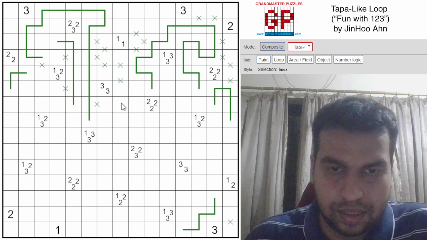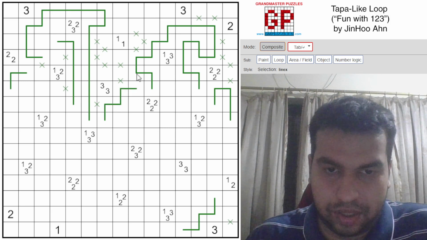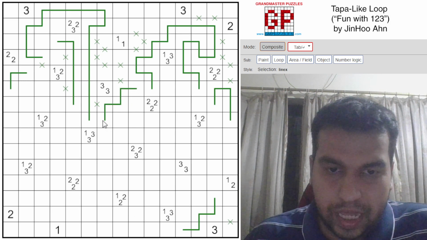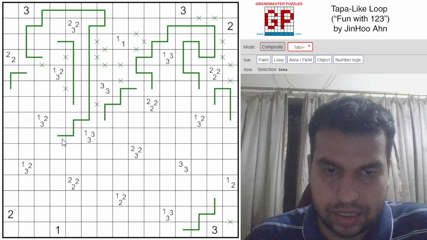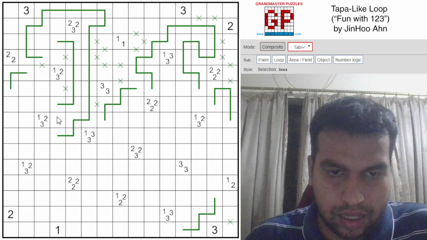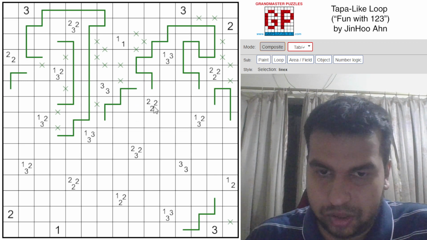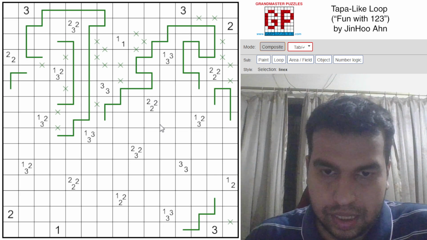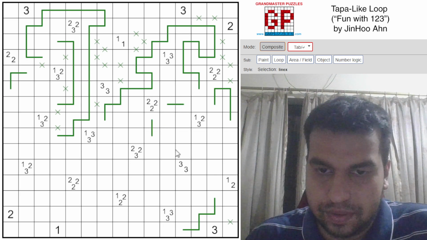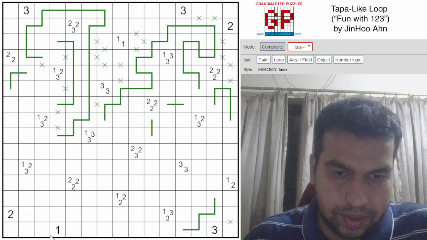And since the loop can't go in here, this 3, 3 clue is done. Now this one cannot join because that will lead to a 2 strand, so this is the 3. Now these can't join again. And now this can't come down because that would break the 2, 2, 2. Need this, and we need this and this for the 2, 2, 2.